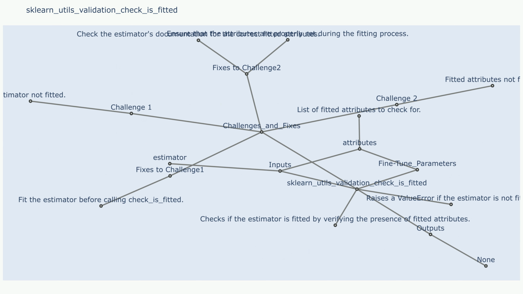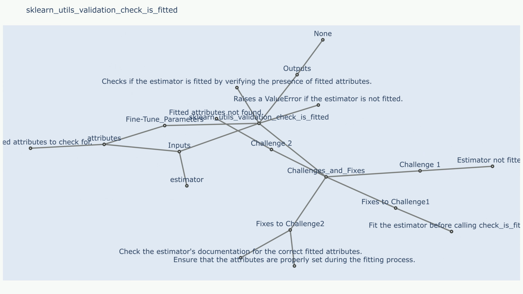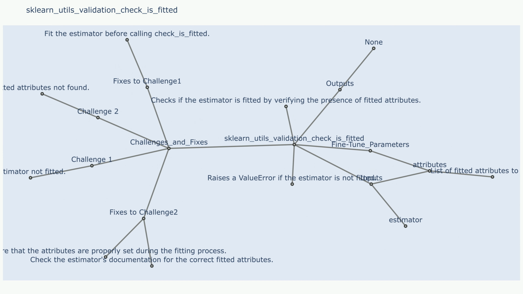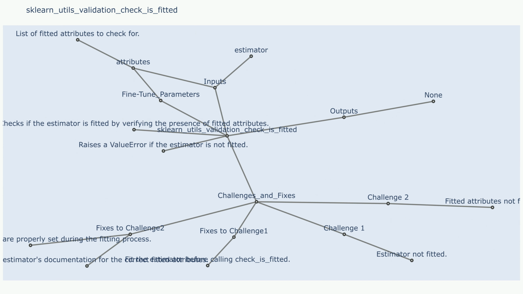Challenge 2: if all_or_any is set to all but the estimator has only a subset of the attributes specified, a NotFittedError will be raised. This could be a false positive if a specific attribute is not needed for the particular use case. Sample use case: you are using a pre-trained model that only has attributes like n_features_in_ and feature_names_in_, but you are checking for n_samples_seen_. Fixes: you can either adjust the attributes list to remove the unnecessary attribute or set all_or_any to any to check for at least one attribute.